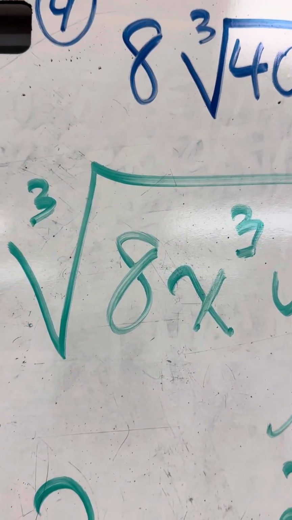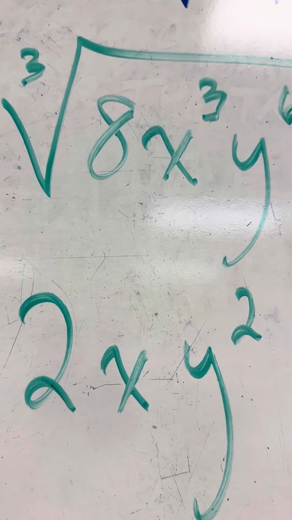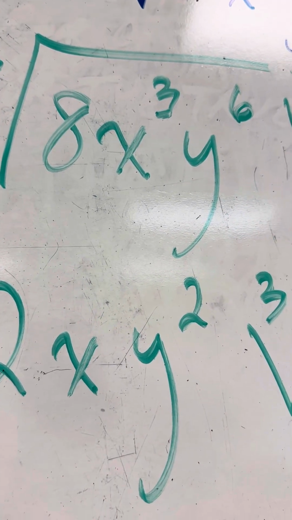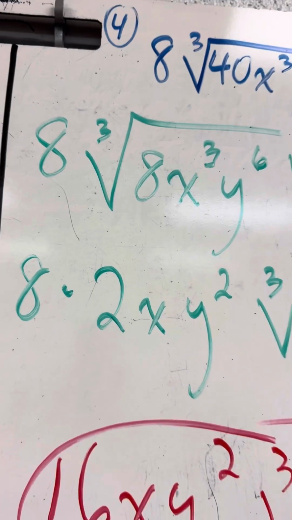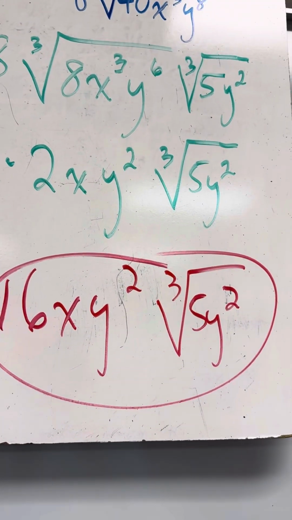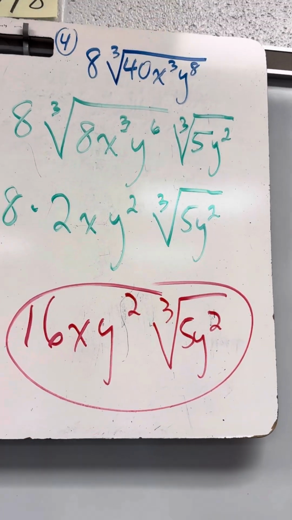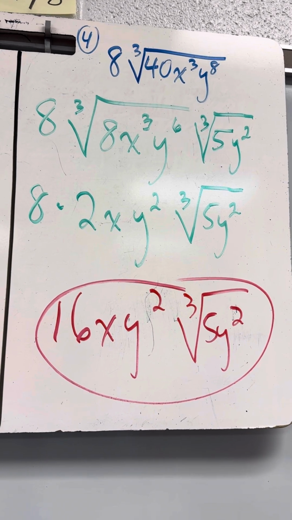The cube root of 8 is 2. Cube root of x to the 3rd is x. Cube root of y to the 6th is y to the 2nd. So you've got 8 times 2 is 16. X, y to the 2nd. Cube root of 5y to the 2nd.